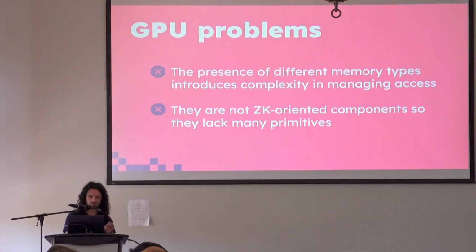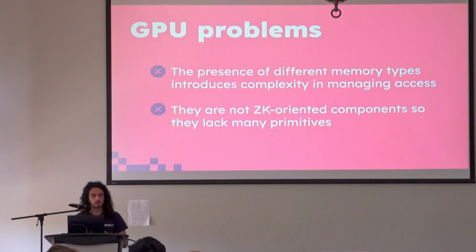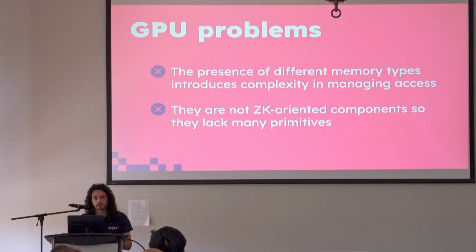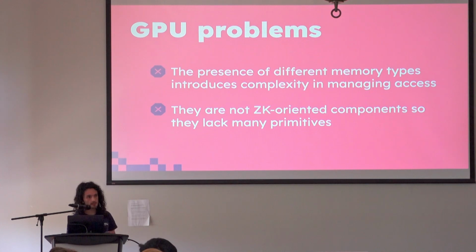More on the developer quality of life side, the presence of different memory types makes stuff difficult. It kind of makes it complex. So managing memory access is not easy. And there's also the fact that they're not ZK-oriented components. So as a developer, especially trying to build ZK over GPUs, one finds out that there are no primitives, there are no API facilitations for ZK in general. So those are the problems that GPU brings.